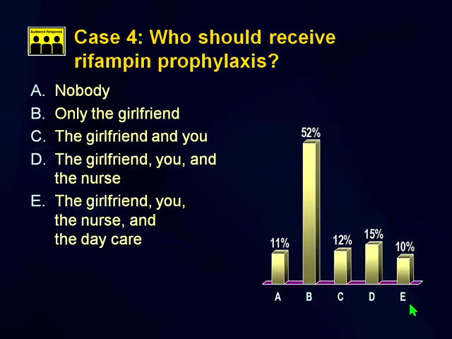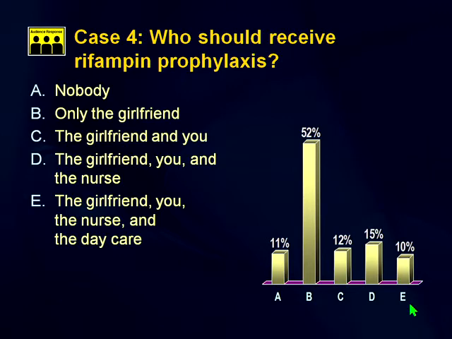But the deal is, who has meningococcal meningitis? Wesley does. The guy. He doesn't work in the daycare. Now, could the girlfriend be colonized? Sure. That's why we need to prophylax her. But she does not have disease. Someone has to have disease and work in the daycare for you to prophylax the daycare.